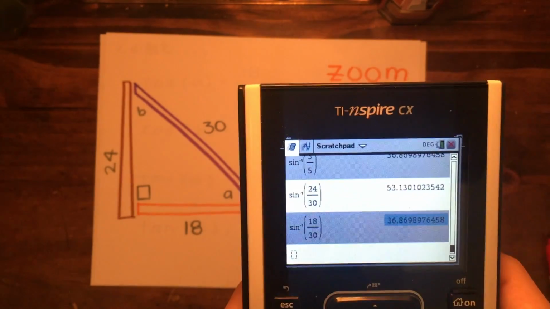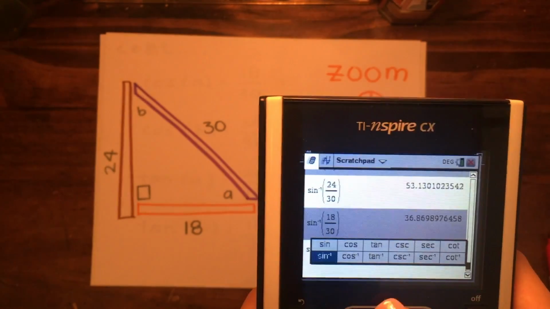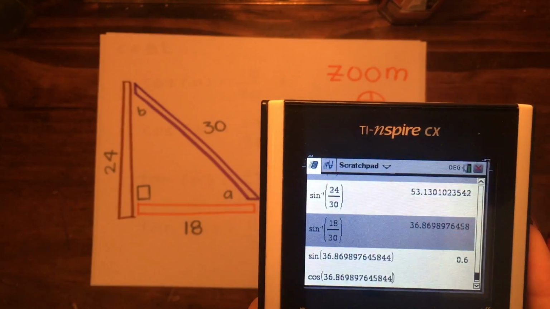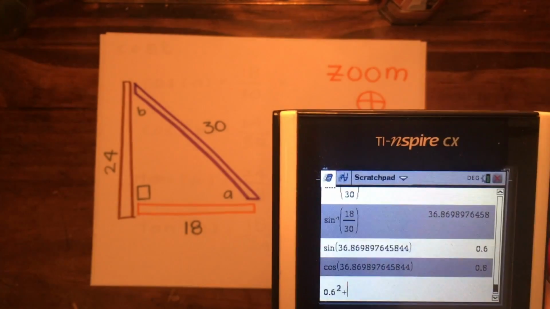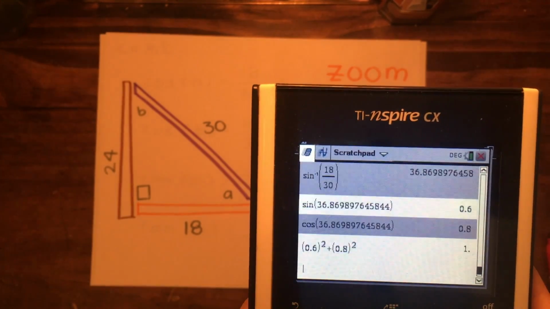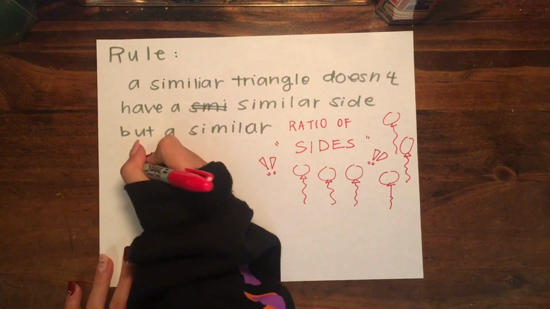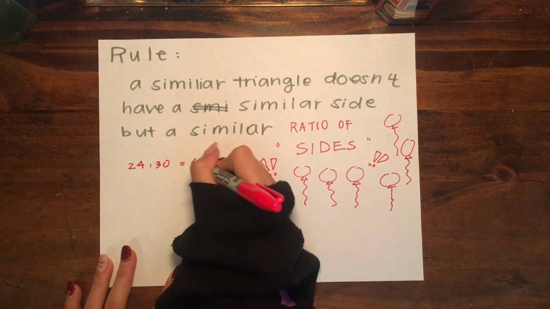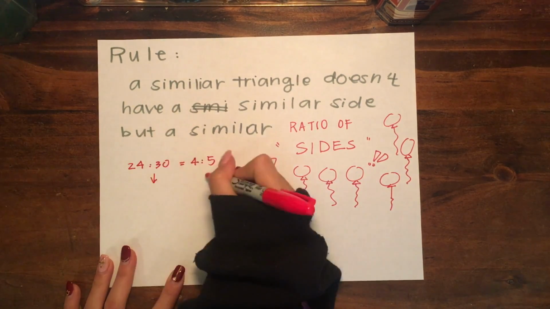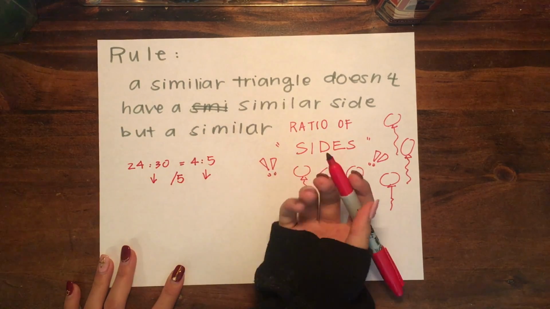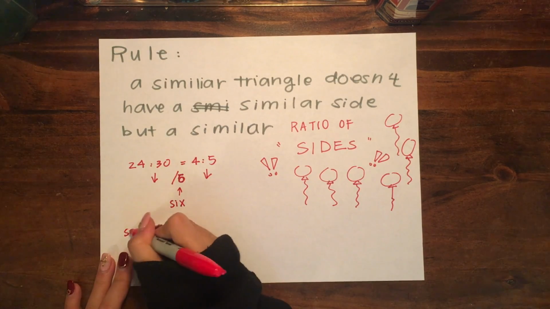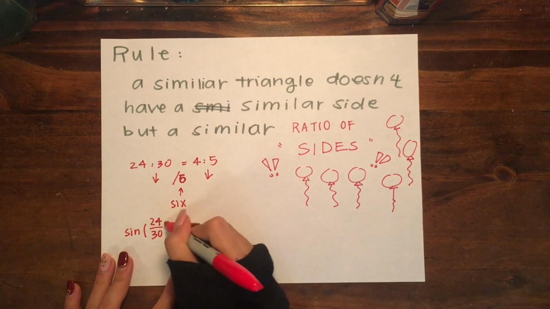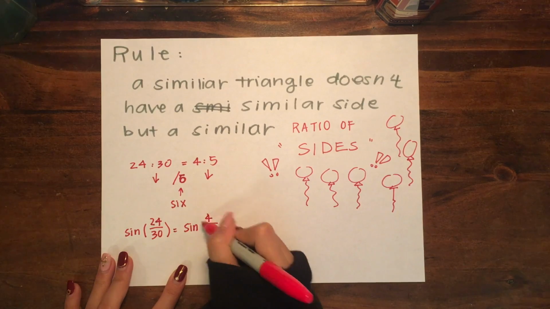Okay, now moving on to a different triangle. You can see that this triangle has much greater side lengths. However, this is a similar triangle to the one we saw before, because as we plug in the trigonometry of the sides, we get the same angle. And this is a rule: a similar triangle doesn't have similar sides, but a similar ratio of sides. So 24 to 30 also equals 4 to 5. So sine of 24 over 30 equals sine of 4 over 5.